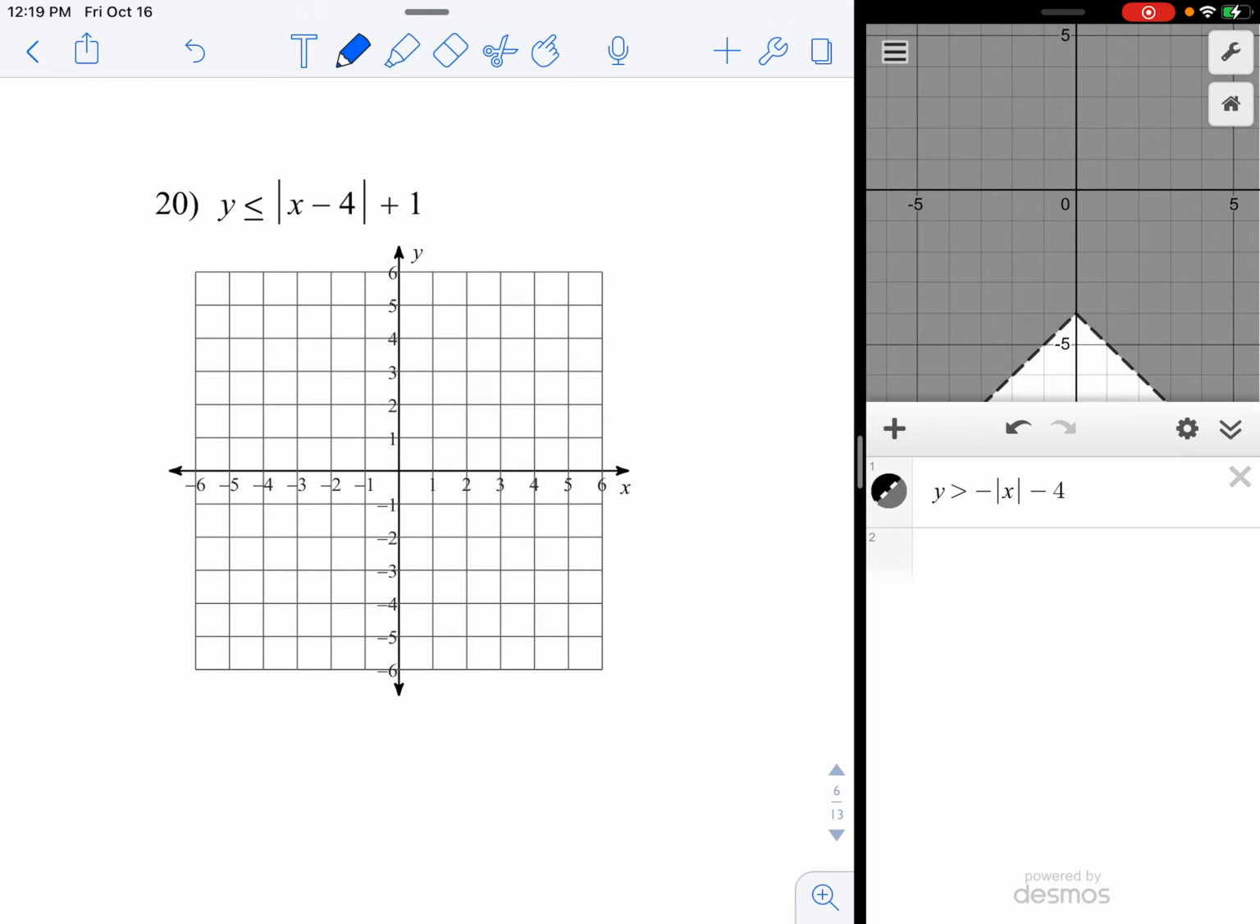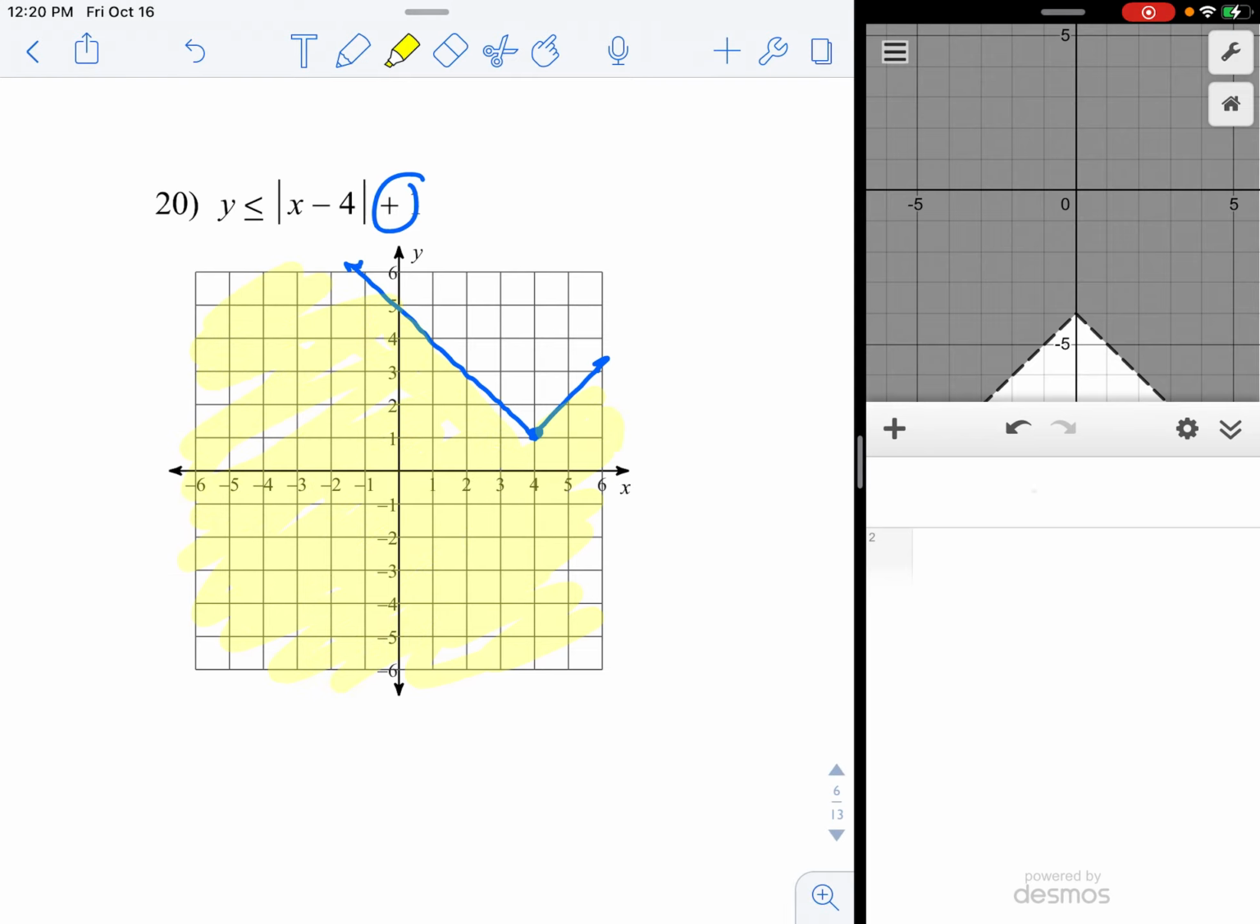Okay, so again, y is less than or equal to, so this is going to be a solid line. Absolute value is a V shape. Minus 4 in the bars moves it to the right 4 units. Plus 1 moves that V shape up 1. So I need to go like this. And then the fact that it's a less than means I need to shade below the graph. So all down here should be shaded for number 20.